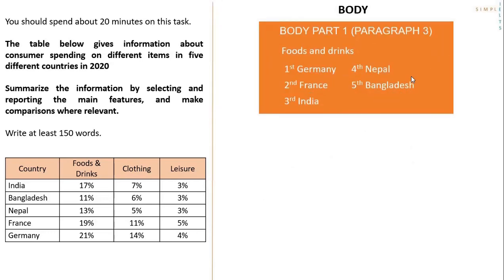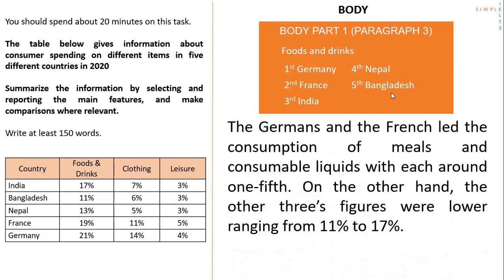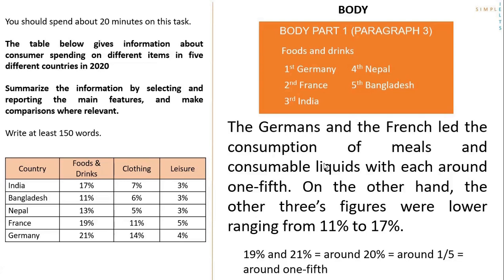So that's about the overview. Now let's talk about the body. In body part 1, or paragraph 3, we can talk about foods and drinks. Remember that number 1 is Germany, then France, India, Nepal, and lastly Bangladesh. So we can write like this: The Germans and the French led the consumption of meals and consumable liquids with each around 1/5. Foods I changed to meals, and consumable liquids has the same meaning as drinks. 1/5 here means, for France and Germany respectively, the figures are 19% and 20%, or around 20%, or around 1 per 5.